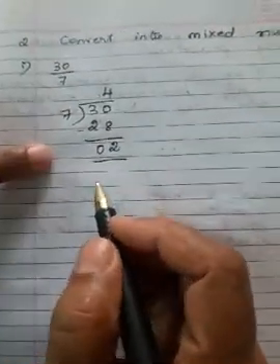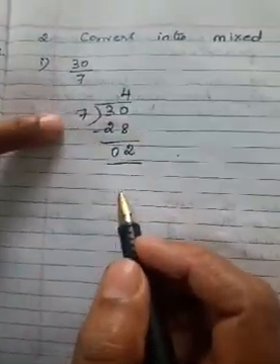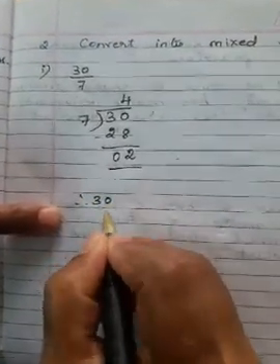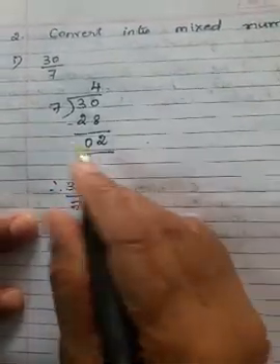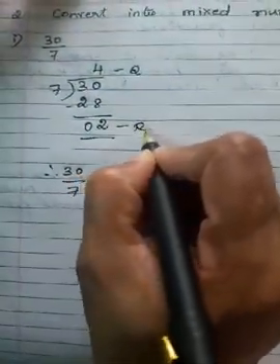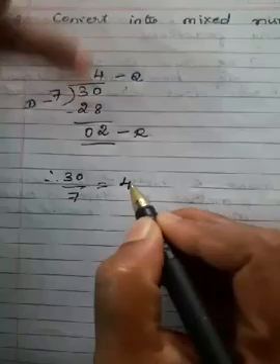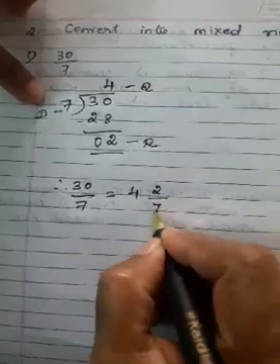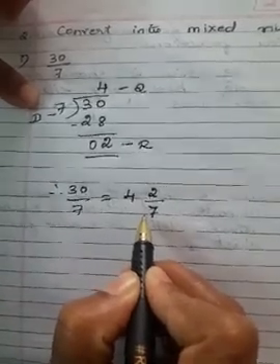Now write this in which form? Mixed fraction. So how to write this as a mixed fraction? 30 upon 7 you should write in the form of quotient, remainder divided by divisor. So what is the quotient? This is the quotient, this is the remainder, and this is the divisor. So write in the form of quotient. The quotient here is 4, the remainder is 2 and the divisor is 7. So 4 2 upon 7. So we have converted an improper fraction into a mixed fraction.